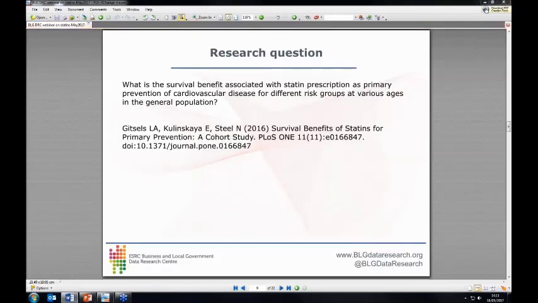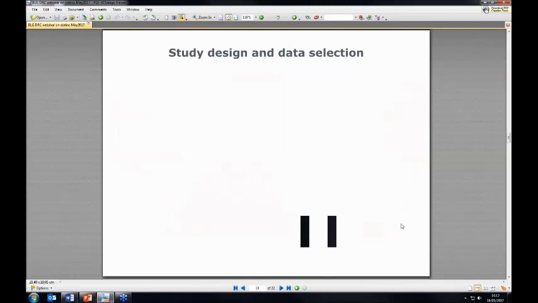This led to the following research question: what is the survival benefit of statins as primary prevention of cardiovascular disease for different risk groups at various ages in the general population? The results were published in PLOS ONE, and you see here on the slide the reference to that paper.